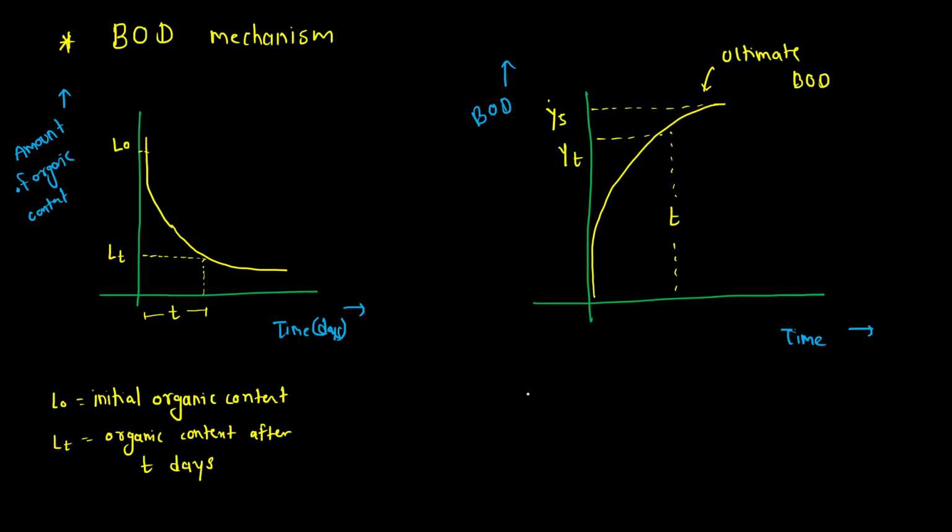So taking the equations here, we have the following equations. First equation is LT is equal to L0 into e to the power minus KT. Then YT is equal to L0 minus LT. So that we can write as YT is equal to L0 into 1 minus e to the power minus K into T. These formulas are derived by using the kinetics. So we don't need to go into detail of the derivation. You just remember the formulas here.